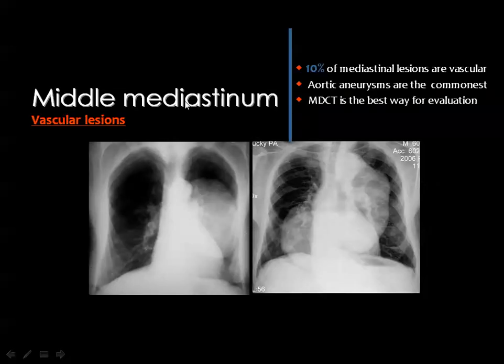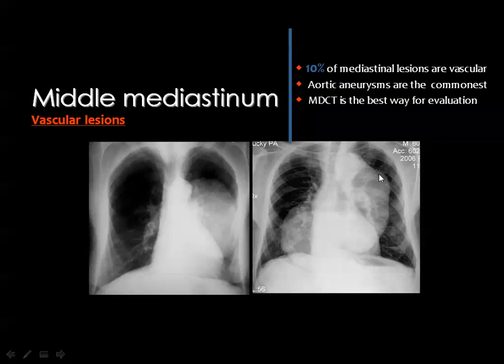Then we finish with the anterior mediastinum, and we come to the middle mediastinum, and most of the middle mediastinum lesions are of vascular origin, considering the aortic aneurysm and the pulmonary aneurysm, and of course the presence of mediastinal lymphadenopathy. We were taught when we were young that whenever you see a mass like this and you can follow the contour of the aorta, you are sure that this mass is not arising from the aorta.